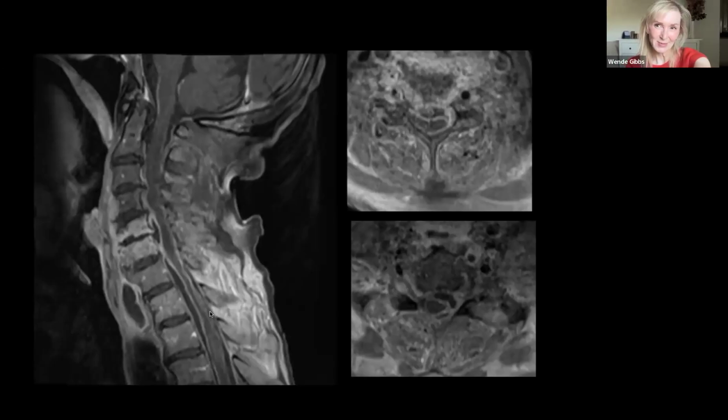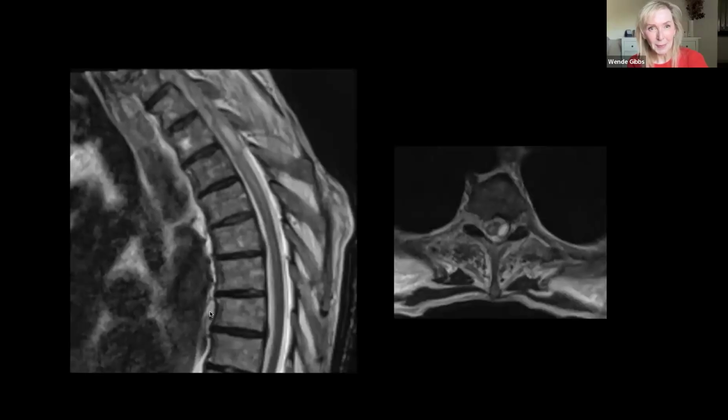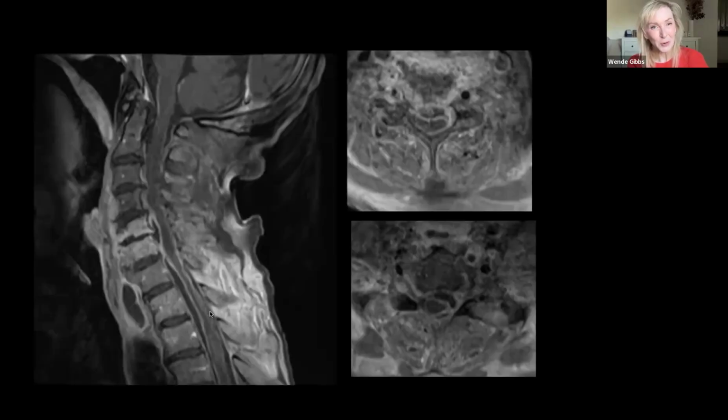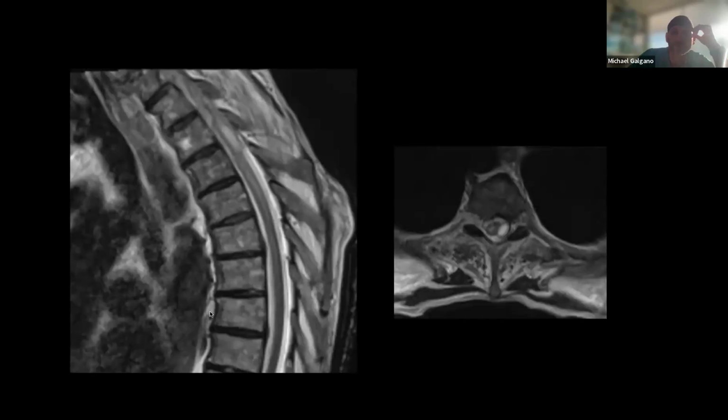It's coming from the retropharyngeal space, like you said, right? And so he's got that abscess lower, which is interesting, but it's probably all infected. It's just the abscess that's lower, right? And then a lot of cord signal all the way down. So what are your thoughts about this?